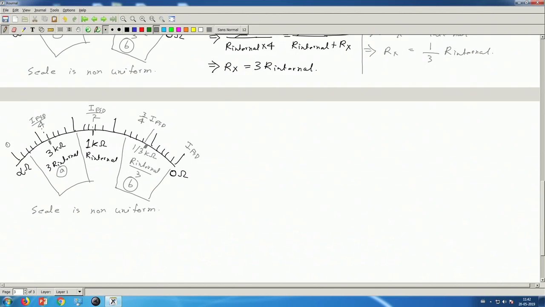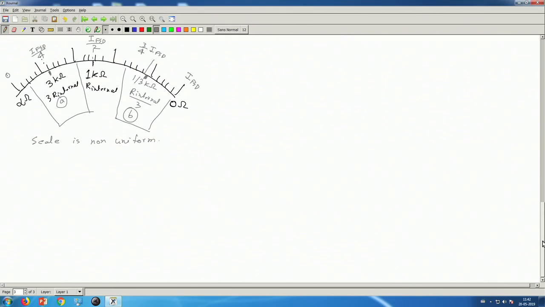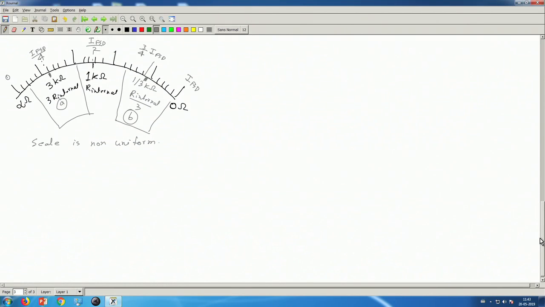Okay. So now let us ask another question. Which region is good to use, in the sense that, for what value of the Rx in this meter can we measure it with better accuracy, better precision.